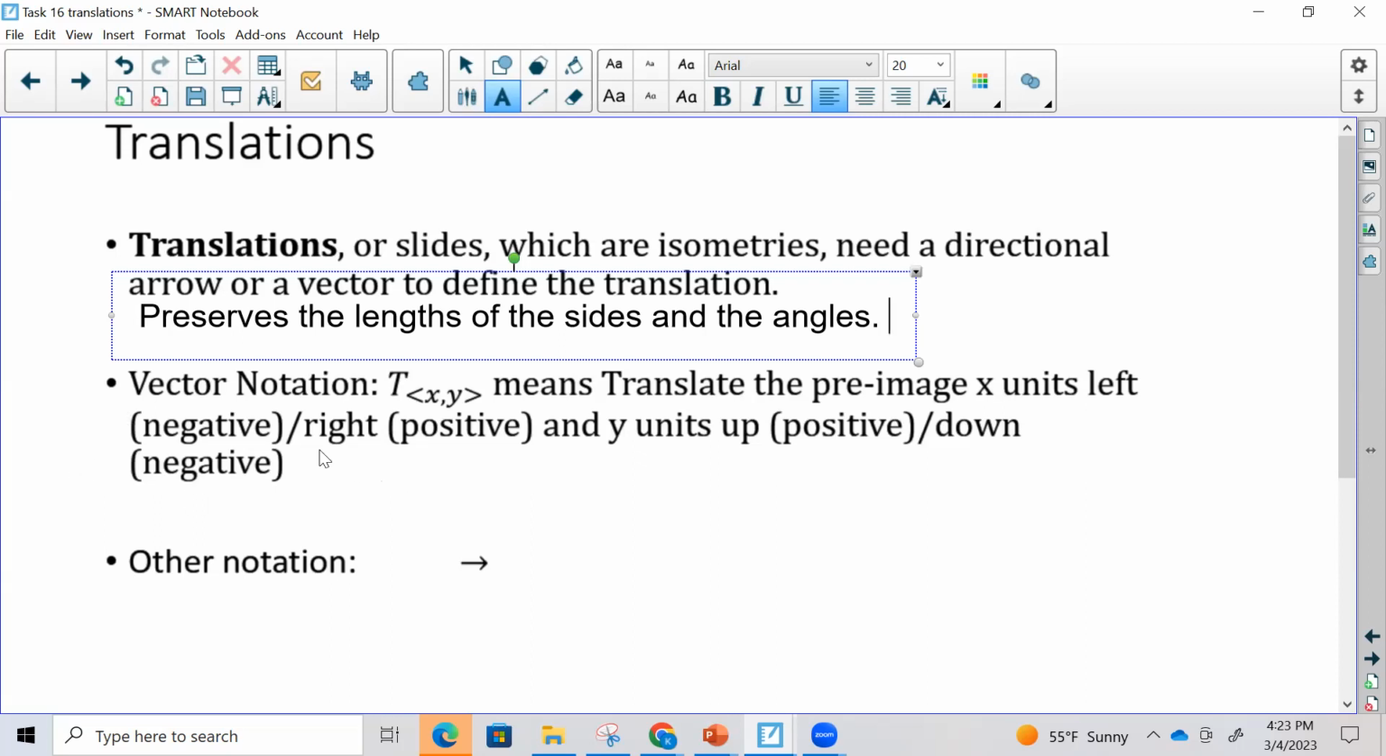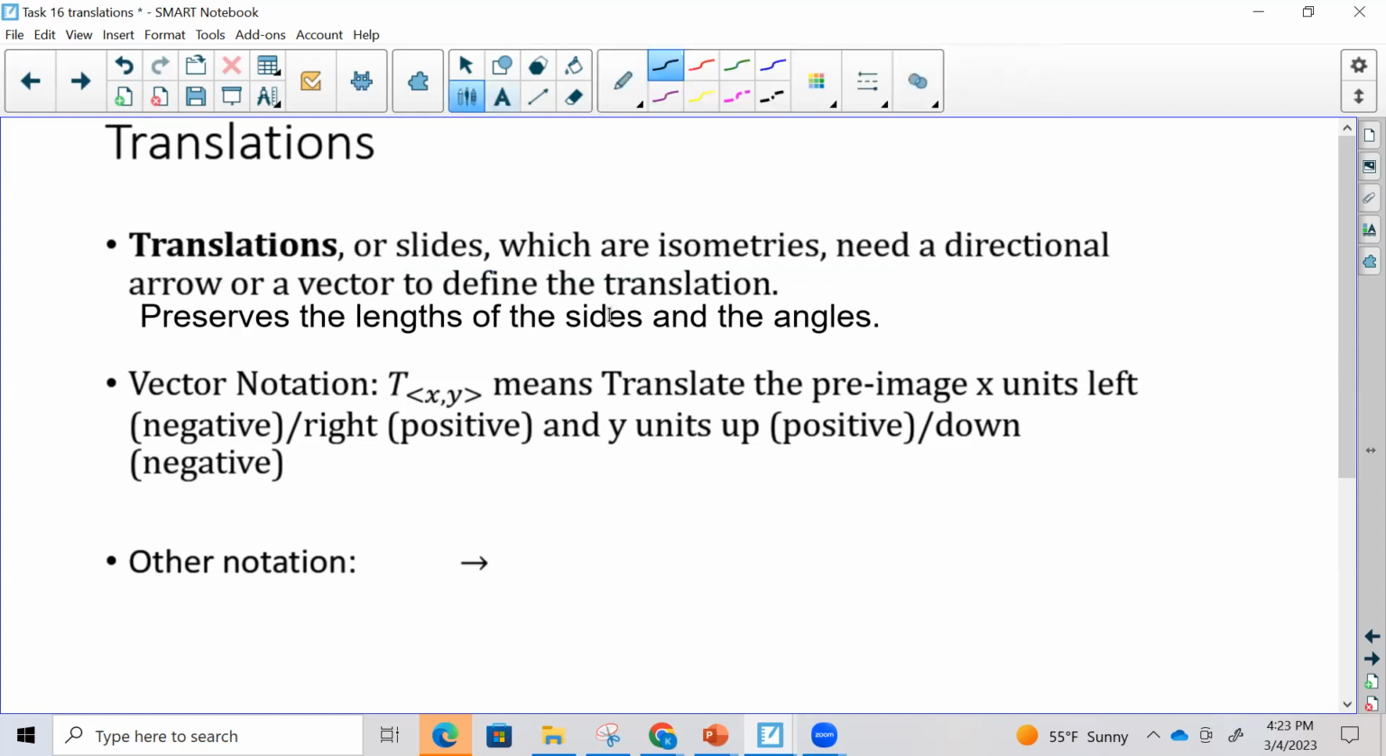So for vector notation, we have one of two things, and your homework's going to do different ones interchangeably. They have this T, and then vectors written with these triangular brackets instead of the parentheses we're used to, and that means it's a vector. This means translate the pre-image. The first coordinate is always X. So it's X units left if the value is negative, right if it's positive, and Y units either up if it's positive, down if it's negative.